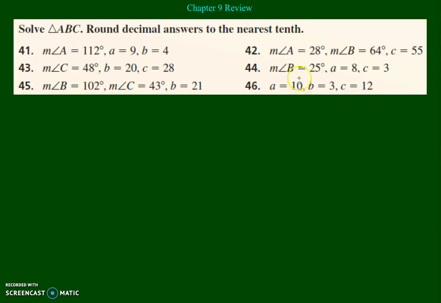For problem 42, they gave us 2 angles and 1 side. So let's go ahead and draw our triangle and see how things work out for this one. Let's draw our triangle. A, B, C. They gave us A as 28. They gave us B, which is 64. And they gave us C, which is 55.